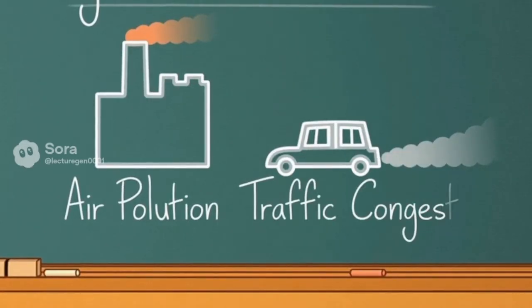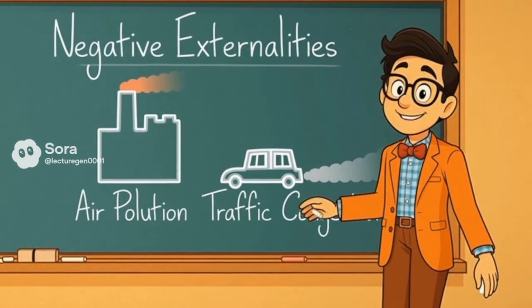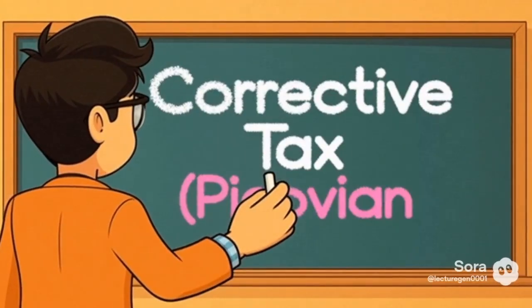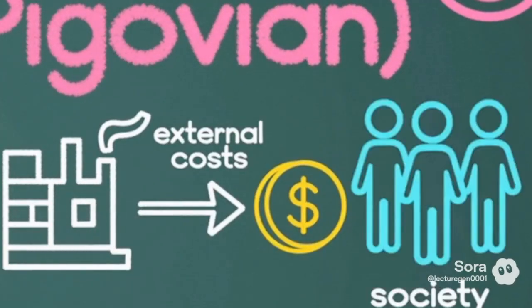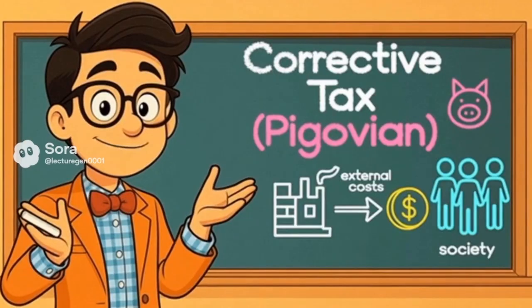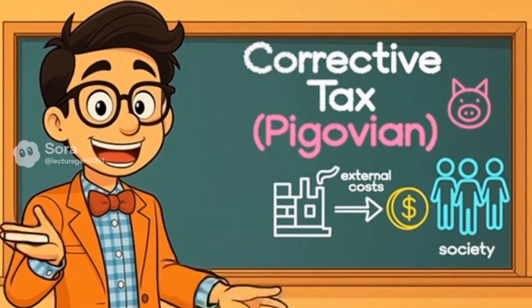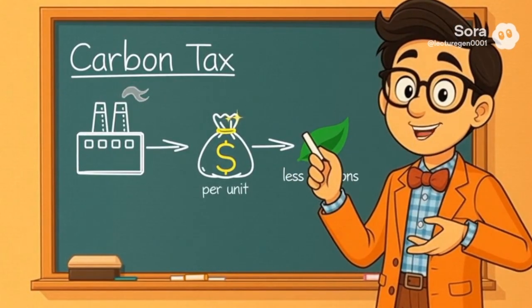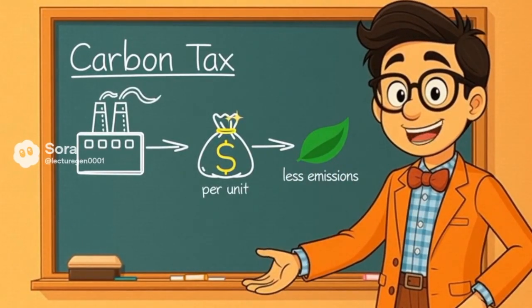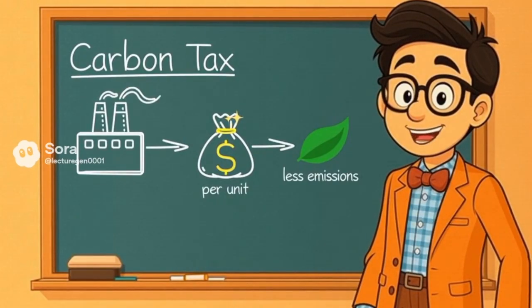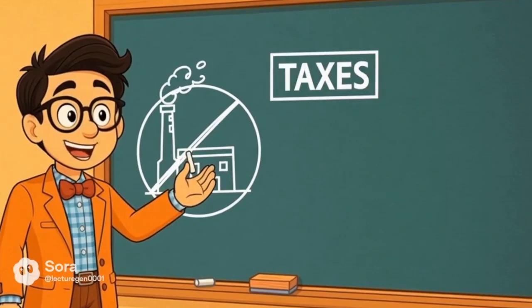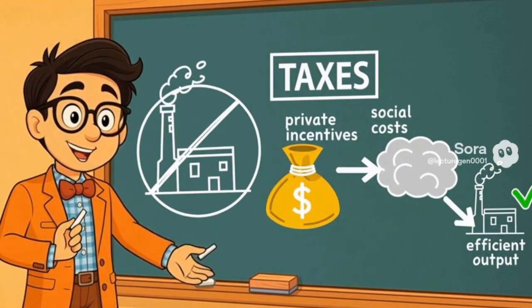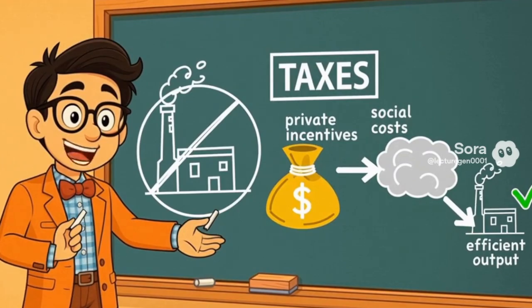Let's start with public policies designed to deal with negative externalities such as air pollution or traffic congestion. One major tool is the corrective tax, also known as a Pigovian tax, which makes producers pay for the external costs they impose on society. For example, a carbon tax charges firms for each unit of pollution emitted, encouraging them to reduce emissions efficiently. Instead of banning production, taxes align private incentives with social costs, pushing markets toward the socially efficient output.